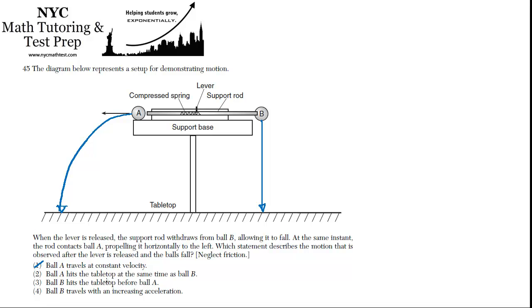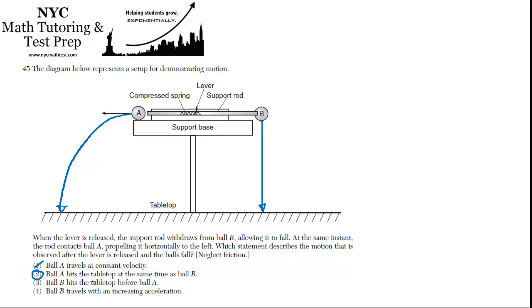Ball A hits the tabletop at the same time as ball B. That's actually true, because both B and A are being released at the same instant, and even though A has some horizontal velocity, that's completely independent of its vertical velocity. Vertically speaking, they're both at rest. They both have no vertical velocity at the moment they're released, and the acceleration due to gravity can act upon them equally. So they'll both go down at the same speed, so 2 is going to end up being the best choice. Let's see why the others don't work.